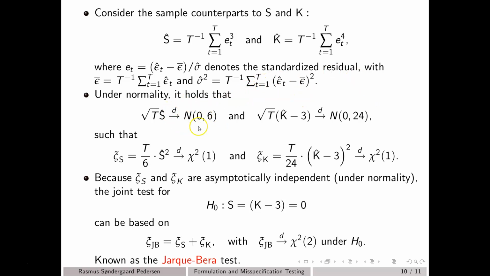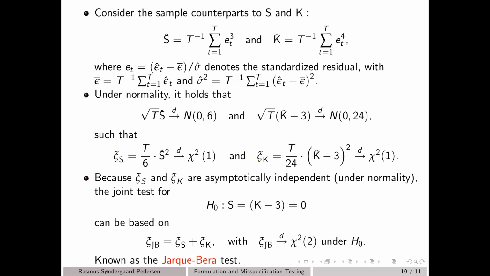Doing a bit of math, one can consider the squared versions of these and then standardize by their variances. So this gives us zeta S and zeta K, and these two quantities here are asymptotically chi-squared distributed with 1 degree of freedom. Then again, under normality, one can show that these two statistics are asymptotically independent.